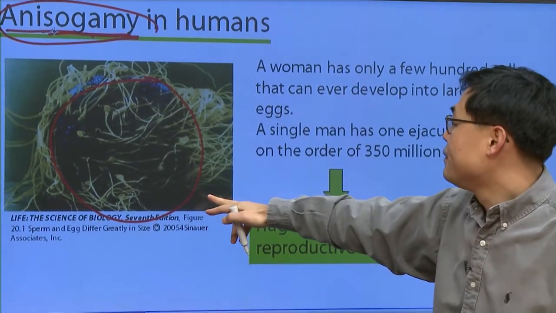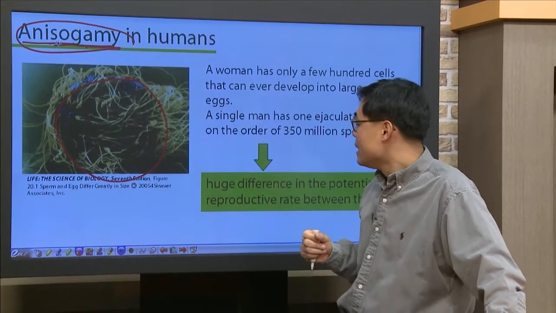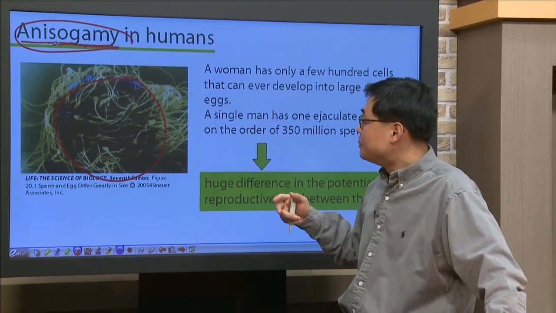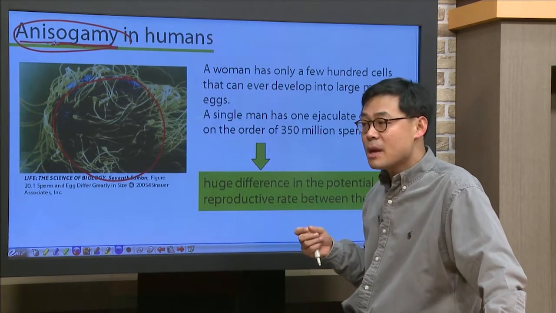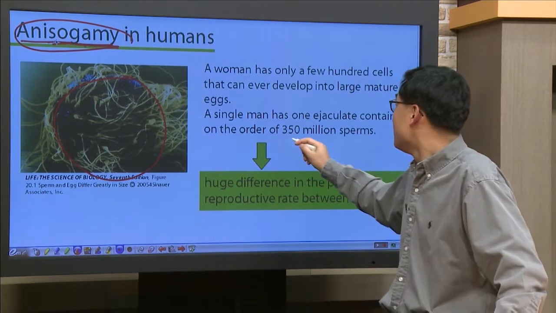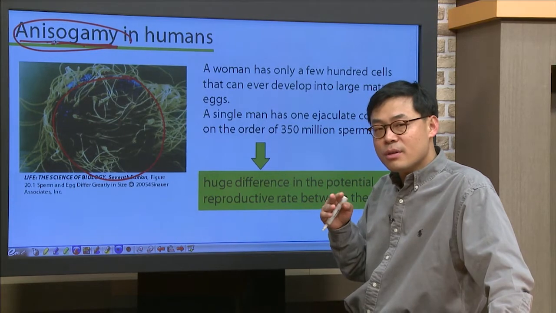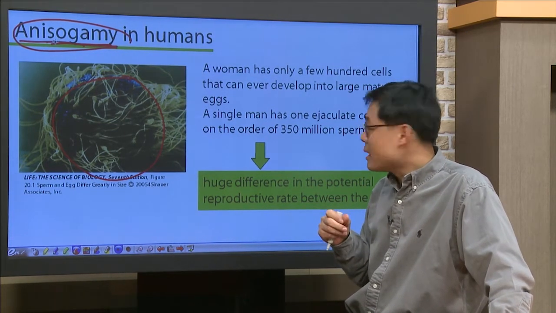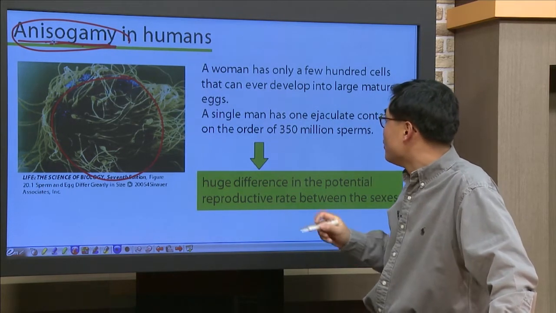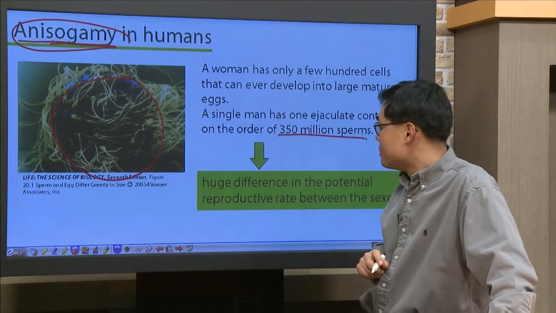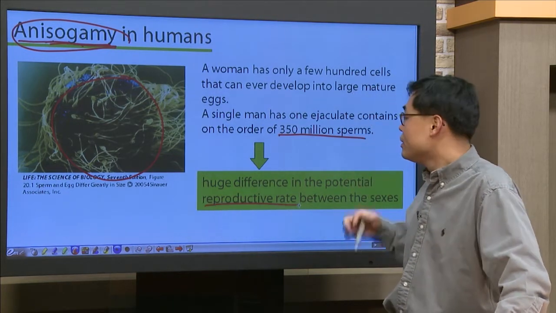And then if you look at the male and female gametes in humans, the human eggs are also very few in number, probably less than 300 in a lifetime. But a single man has one ejaculate containing on the order of 300 million sperm. So there's a huge difference in the potential reproductive rate between the sexes.